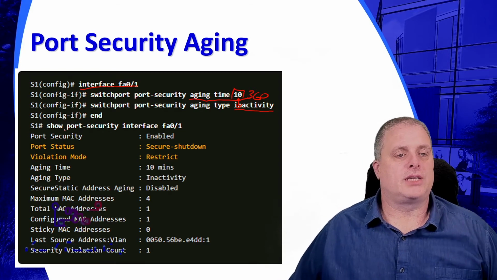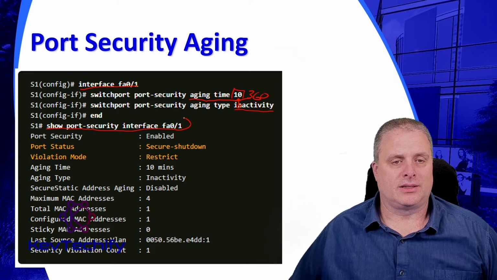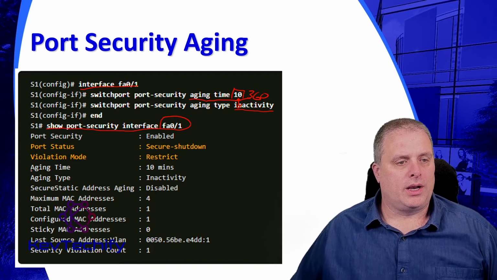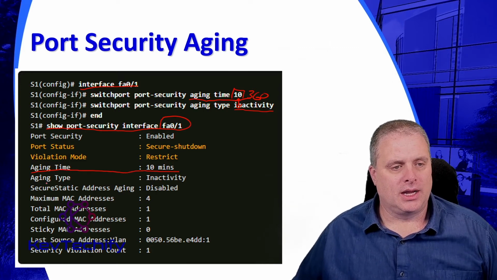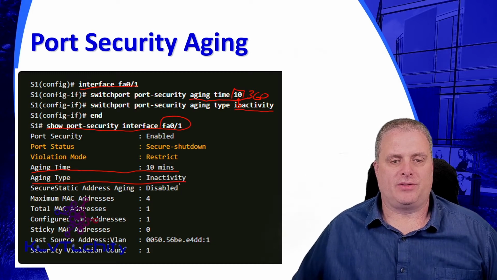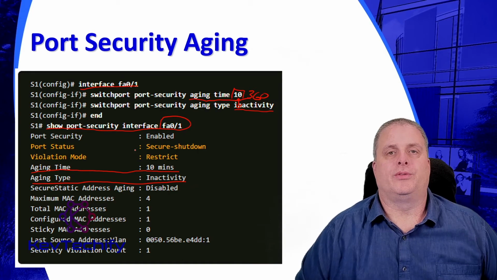To verify our settings, we can do a show port-security interface on FastEthernet 0/1. That's the one we set it up on. Right here is our aging time. Our aging time is 10 minutes. And then it says our aging type is inactivity. So after 10 minutes of inactivity, that MAC address will be removed.